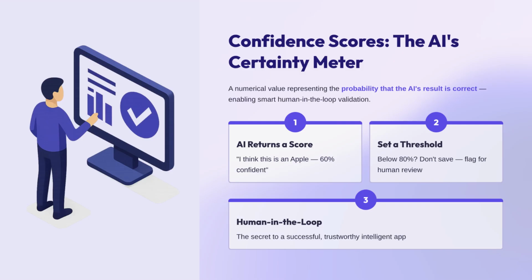You've probably noticed at the office how frustrating it is when a computer makes a dumb mistake. Confidence scores help us catch those mistakes before they happen. Let's break this down together. We are building an app that is smart enough to know when it needs help.